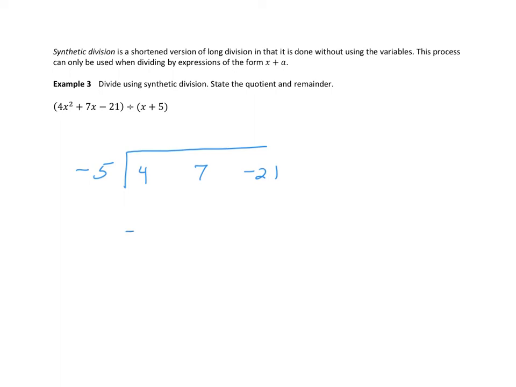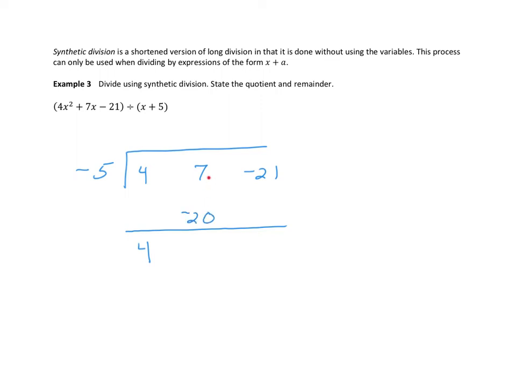Okay, here's where it looks a little bit different. We now just write a line down here like this. And the first thing you do is simply take this 4 and write it here. Just bring it down. The first number always just comes down. Okay, now what you do is you take this number, you multiply it to the -5, that's -20, and you put that number here.